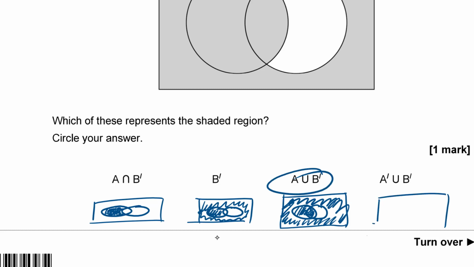Everything outside A union with everything outside B. Well, everything outside A is everything outside of that circle, and everything outside B is everything outside of that circle. So everything outside either circle is going to be kind of everything bar the bit in the middle then, isn't it? It's going to leave you that little bit in the middle. Okay, so yeah, it's that one there, A union B dash.